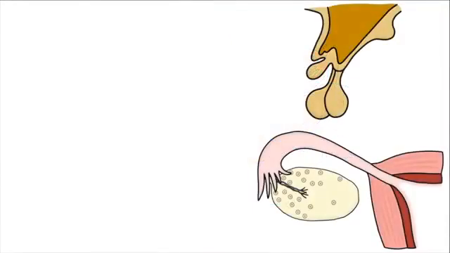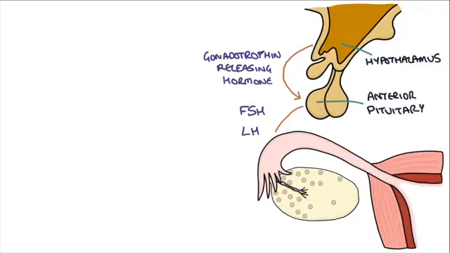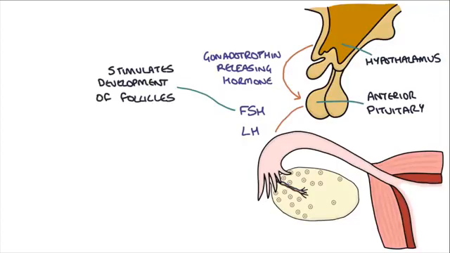So let's start day 1 of the menstrual cycle. At the very top, the hypothalamus kicks everything off by releasing gonadotrophin-releasing hormone. This hormone's pretty self-explanatory. It does what it says on the tin. It causes the release of gonadotrophins, or follicle-stimulating hormone and luteinizing hormone, from the anterior pituitary gland. The main job of FSH is to stimulate the development of the follicles, as the name would suggest, and the main job of LH is to cause ovulation.